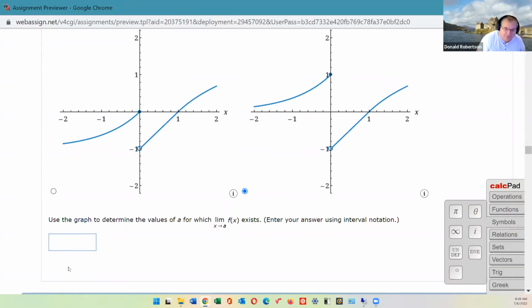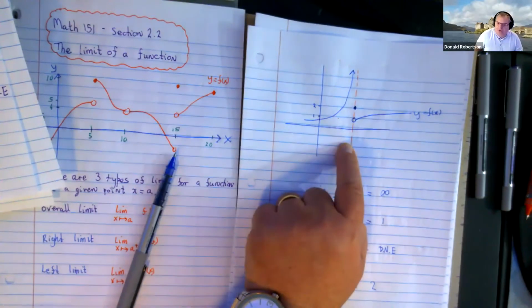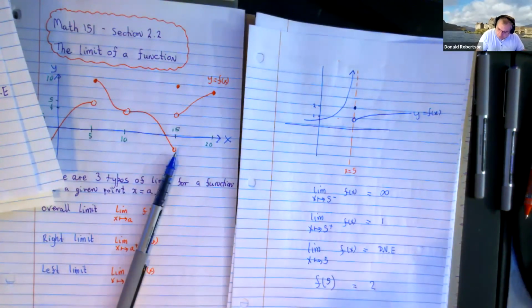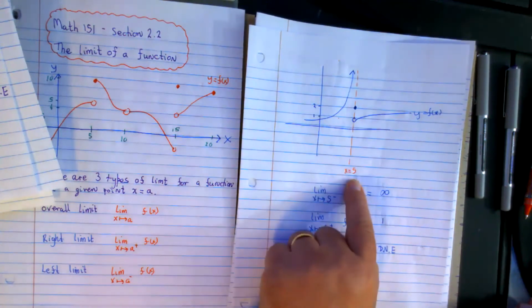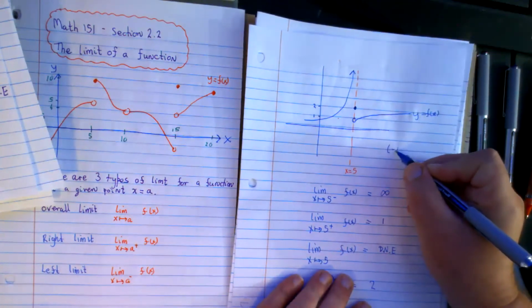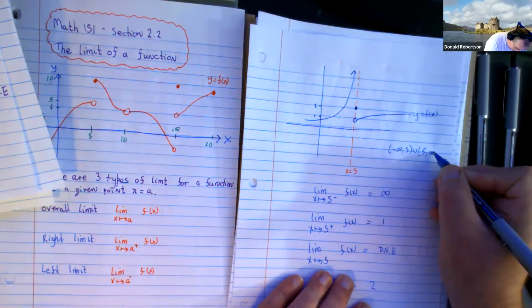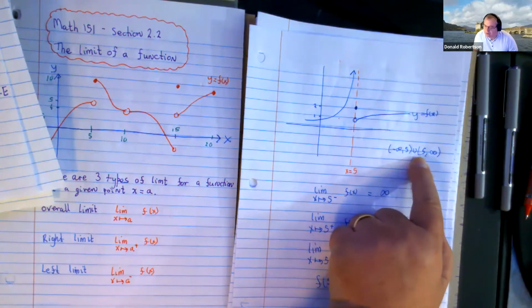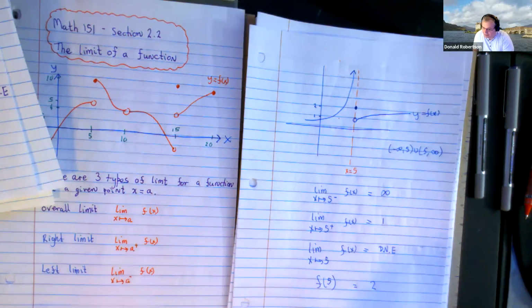Okay, now I've got the picture in front of us. I'm going to look at what you were saying and how we would write the answer to this question. So suppose they said, for what values of A does this function's overall limit exist? Would you agree it has a problem at 5? Yeah. Now, that would be negative infinity to 5, union 5 to infinity. And you see how they're curved. That's essentially everybody except x equals 5. So that's the answer.